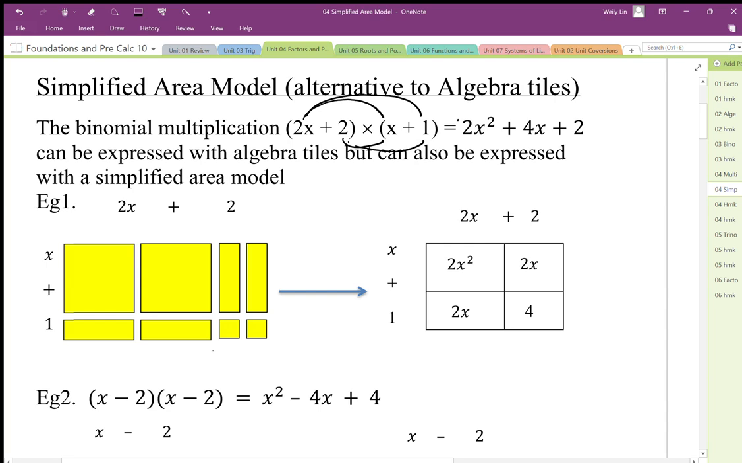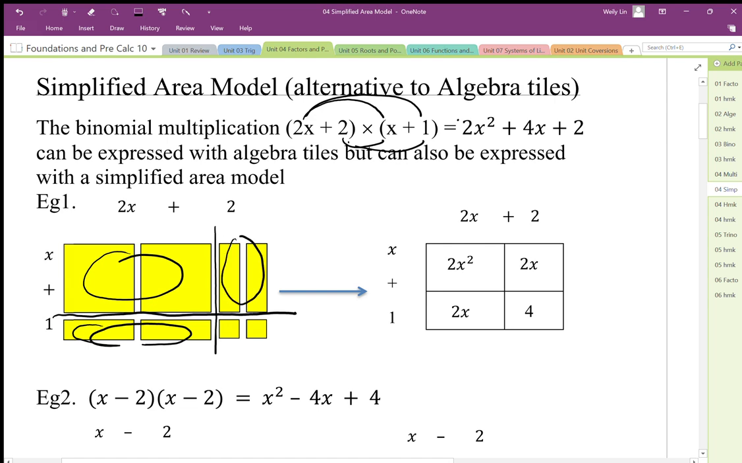If we split up the algebra tiles to these parts, the 2x times x gives us the 2x squareds here. The 2x times 1 gives us the 2x's that we see here. The 2 times x gives us the 2x's that we see here. And the 2 times 1 gives us the 2 1's that we see here. So we don't really need to see every individual tile. We can just split this up into the 2 parts horizontally and 2 parts vertically.